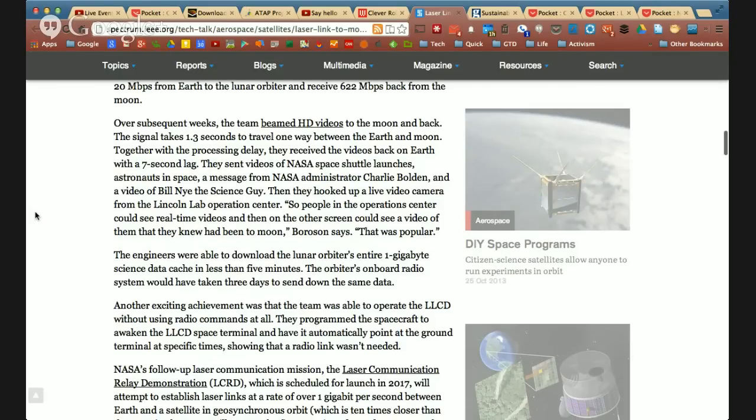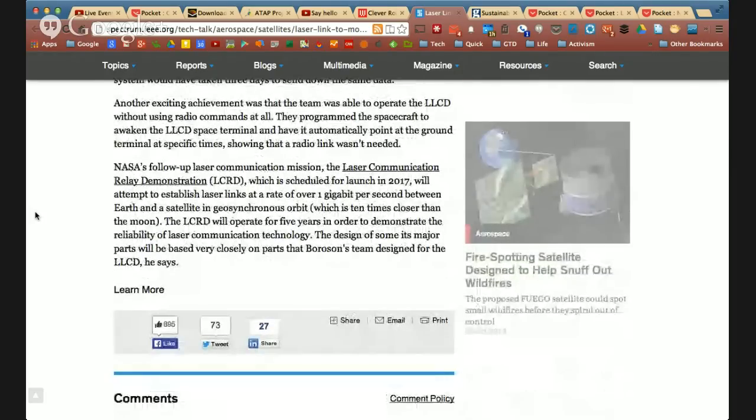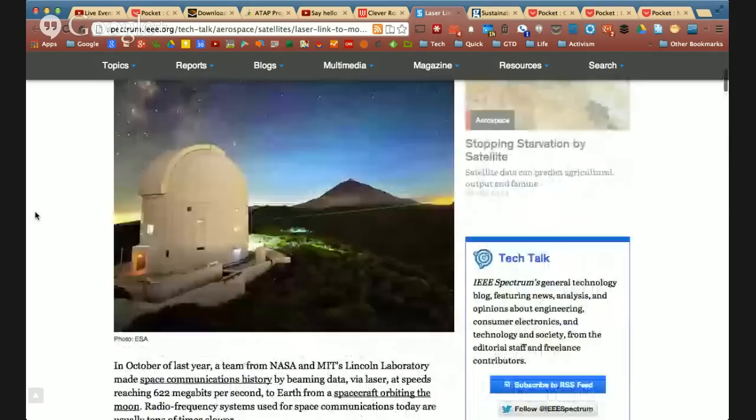But anyway, they're going to follow up with what's called a laser communication relay demonstration, which is scheduled to launch in 2017, and provide gigabit internet connectivity between Earth and a geosync satellite. So kudos to the folks involved. I think Vint Cerf is in.